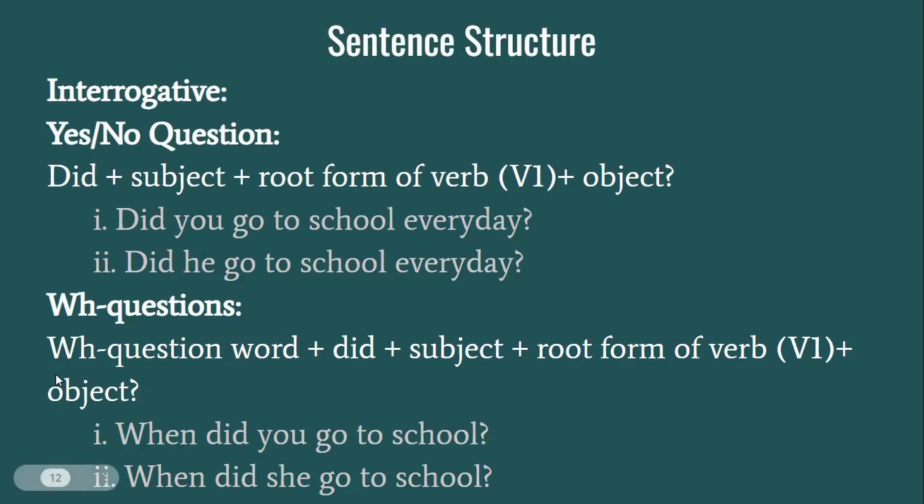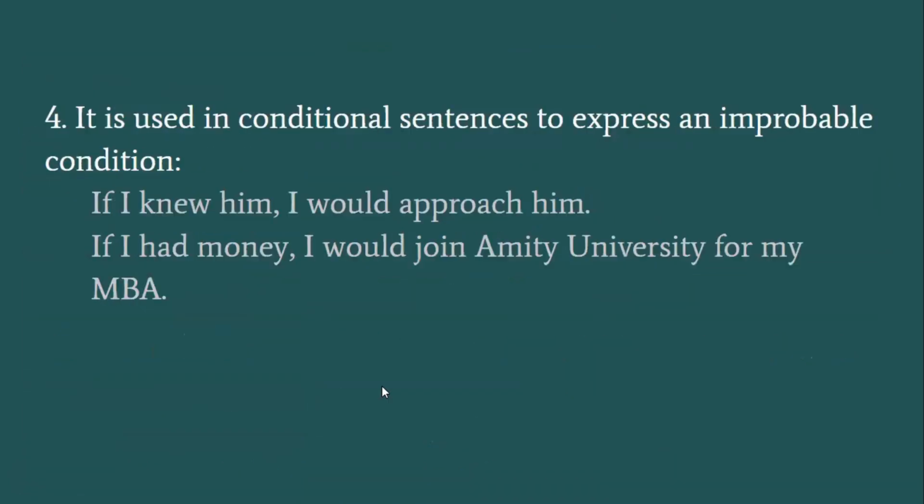And then WH questions. It starts with a WH question word, then did, subject, and then V1 and object if needed. When did you go to school? Or when did she go to school? That is how I'll be making sentences. Now let us look at more examples from our book.